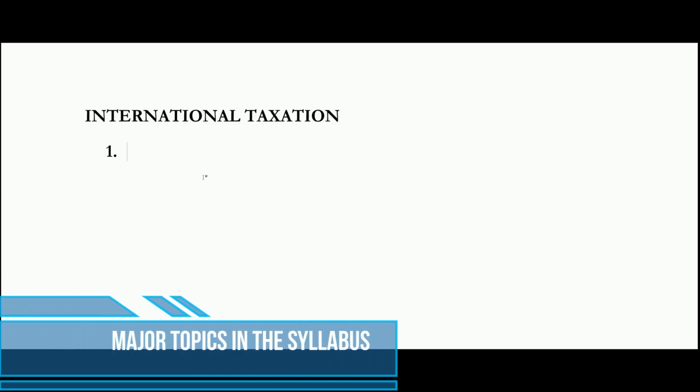So this course is made up of three main areas. First, we have the first area, which we call double taxation and DTAs. That's double taxation agreements. This is the very first area of the international taxation syllabus.